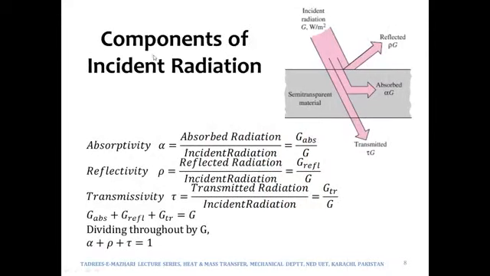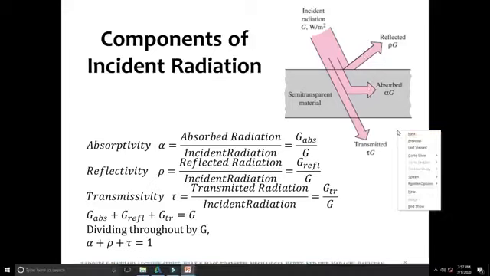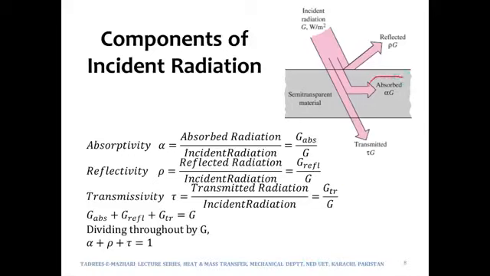Relatively easier stuff when we talk about the components of incident radiation. If this is the radiation incident on any surface, what happens with that incident radiation which falls on the surface? A part of it may get absorbed, a part may get transmitted if it is not an opaque surface, and a part of it may get reflected. So the total radiation would be distributed in three parts.